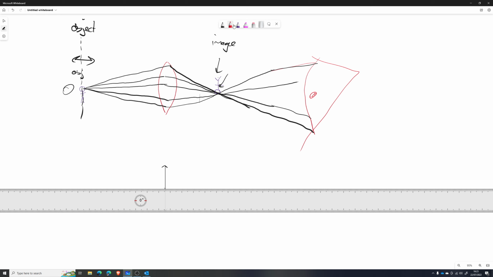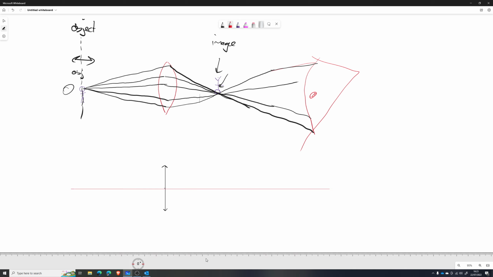I'll draw that principal axis. Let's draw that in very thin red. So this is the principal axis running through the center of the lens.